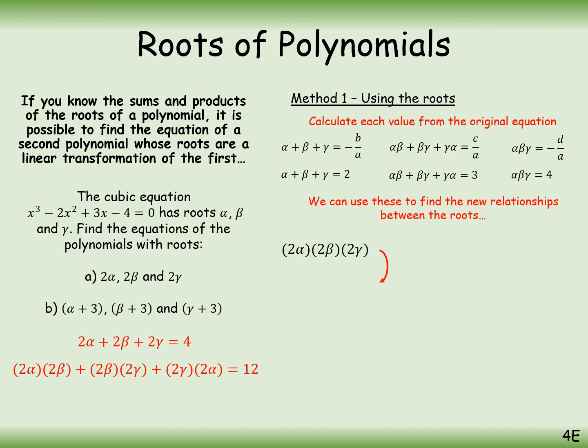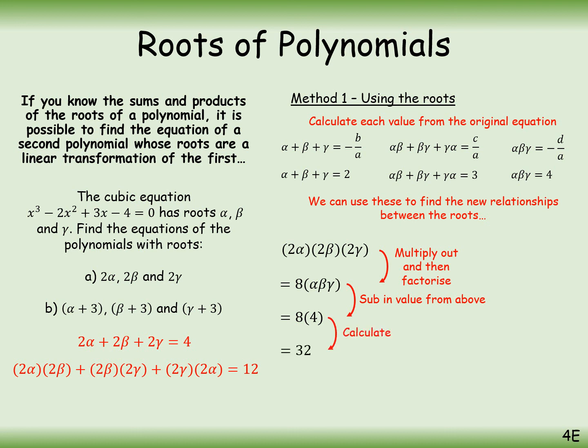So now, if we multiply 2 alpha, 2 beta, 2 gamma, we'll get the 8 and take the factor of 8 out. We could also write this as 8 times 4, because alpha beta gamma is 4. So that's equal to 32.